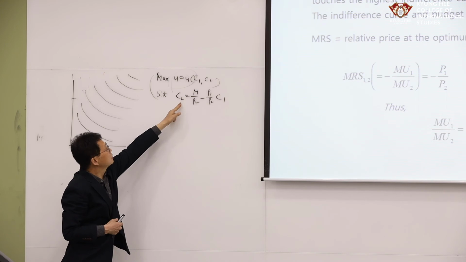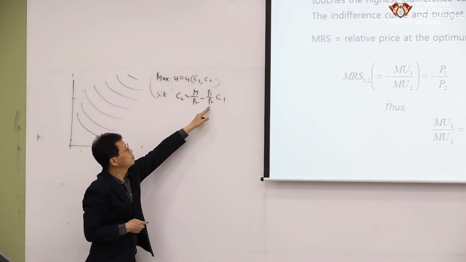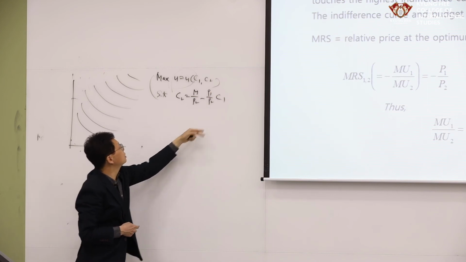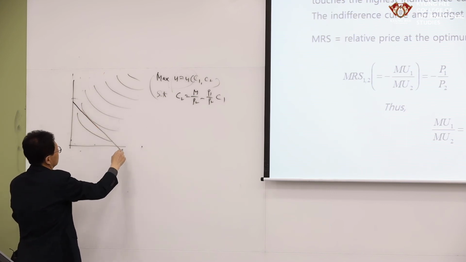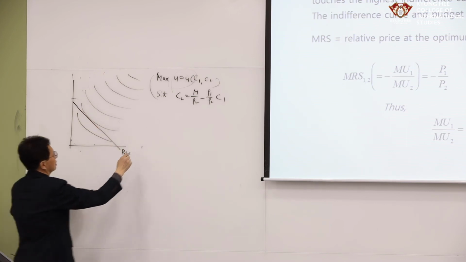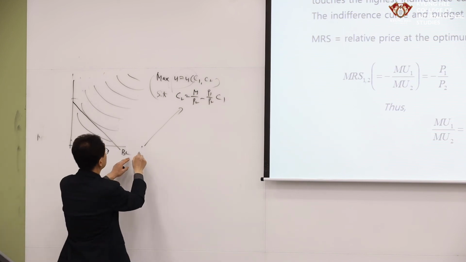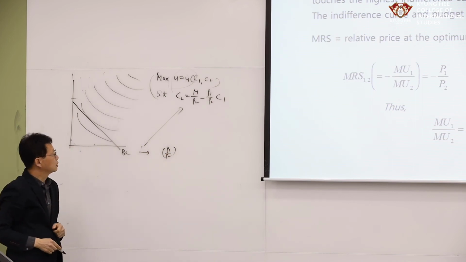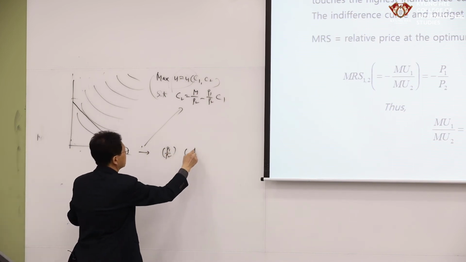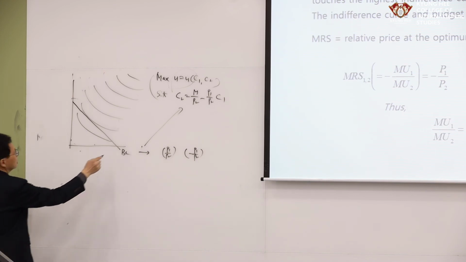So the y variable is C2, the x variable is C1. The slope is P1 over P2, and the changing rate is minus P1 over P2. So we can draw this constraint like this. That is the budget constraint, and the slope of the budget constraint is P1 over P2. The changing rate is minus P1 over P2, like this.